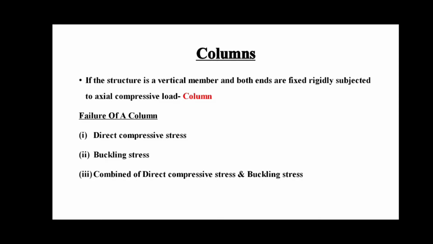Then, failure of a column. The failure of a column takes place due to any one of the following stresses set up in the columns. They are direct compressive stress, buckling stress, and a combination of direct compressive stress and buckling stress. Then there are two types of columns, long column and short column. A column is said to be a long column if the length of the column is very large when compared with the lateral dimensions. Otherwise, it is known as a short column.